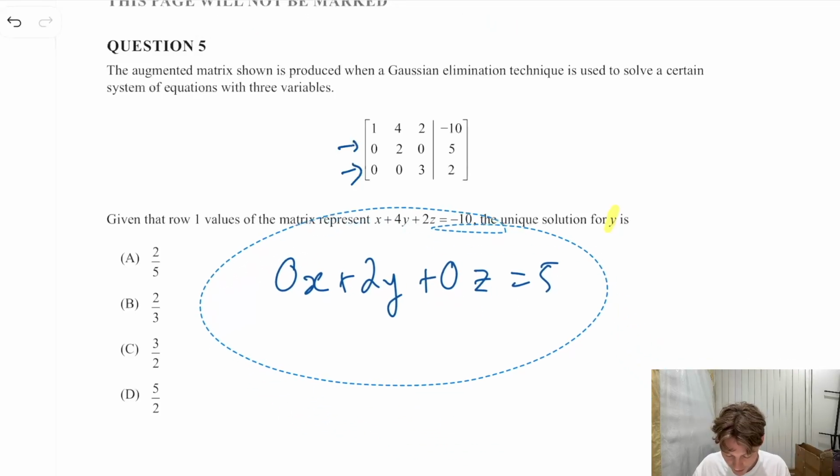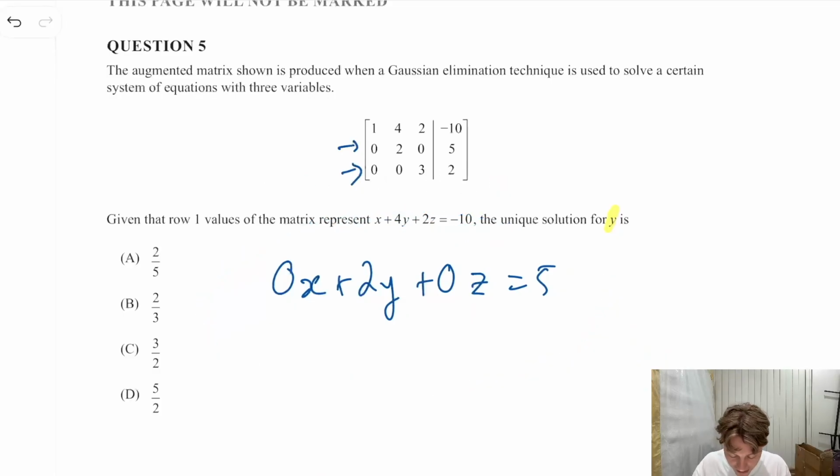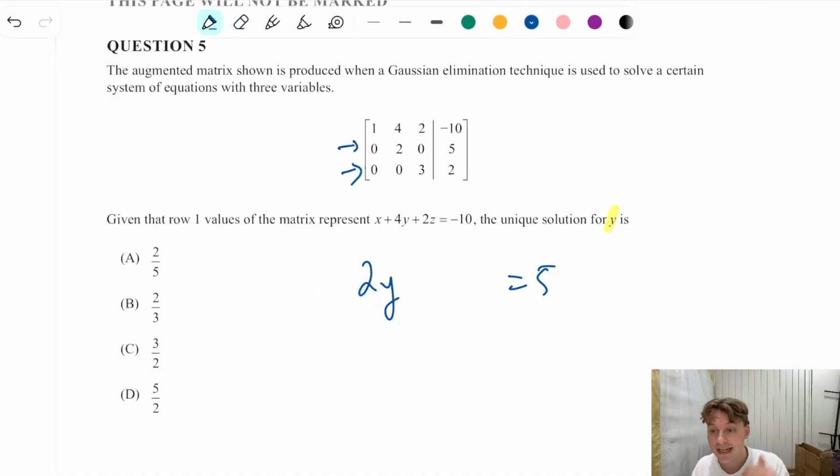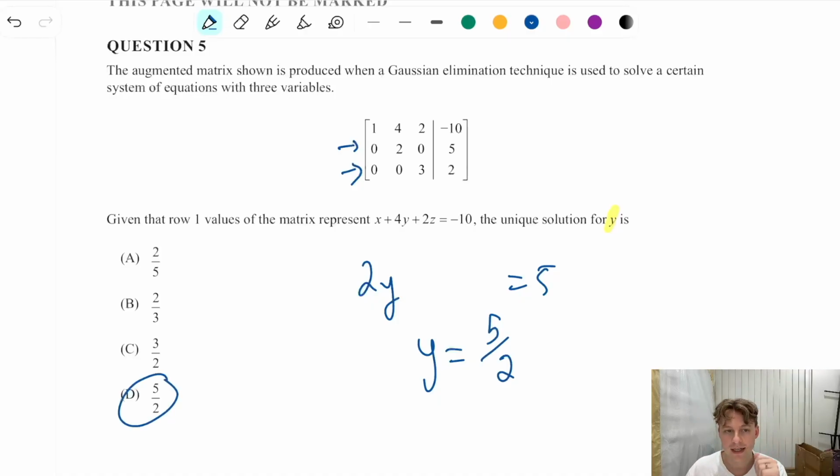So I'll pull this up just a little bit, okay? If I just want to find the value of y, well, I should know that 0 times x gives 0, and 0 times y gives 0. So all I'm left with is solving a very simple linear equation of 2y equals 5. So y is simply going to equal 5 over 2, which gives me D as my answer in question 5.